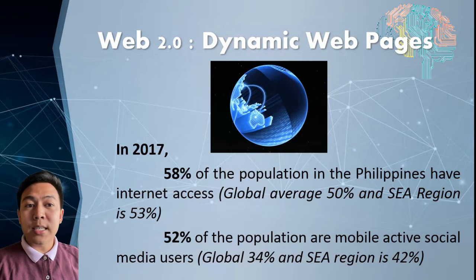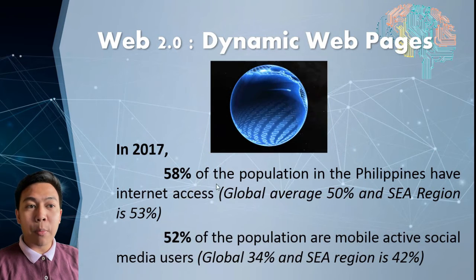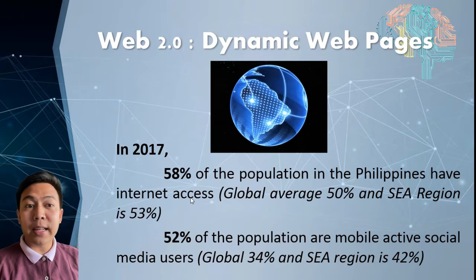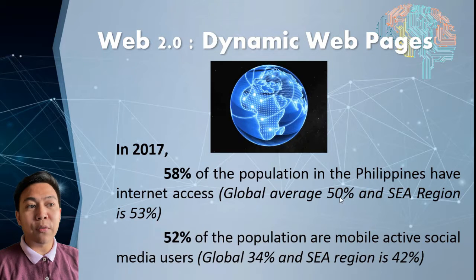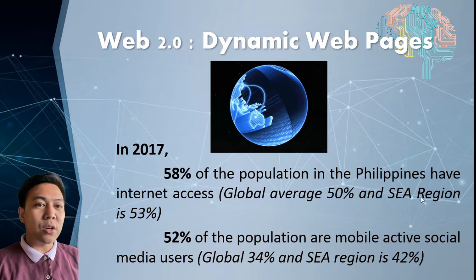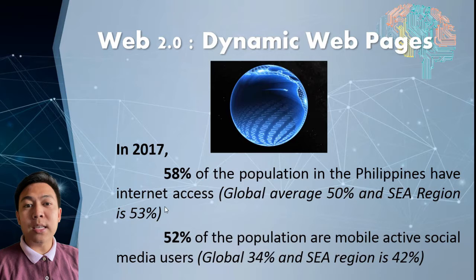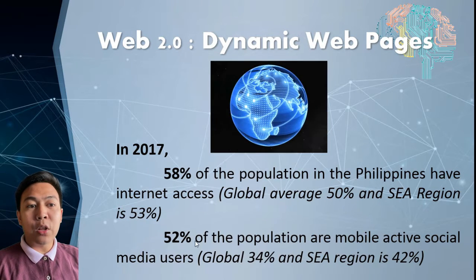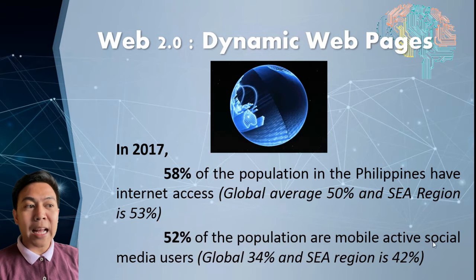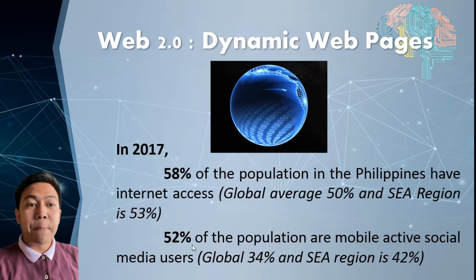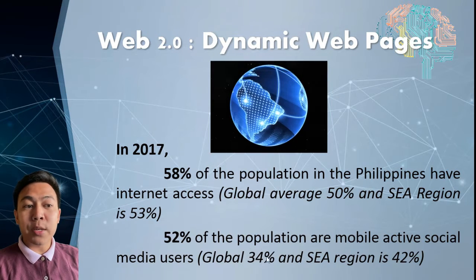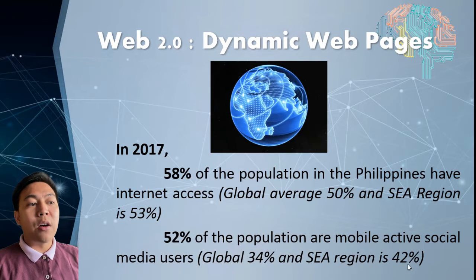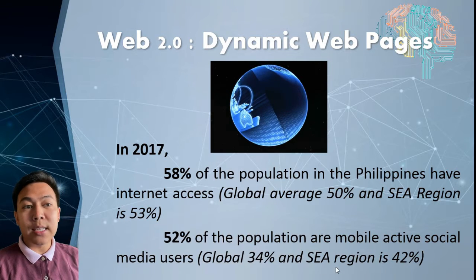So, in 2017, 58% of the population in the Philippines had internet access, where the global average is about 50% and the SEA region is about 53%. So, as you can see, we are higher compared to the global average. And 52% of the population are mobile active social media users, and the global is about 34%, and SEA is about 42%. SEA is Southeast Asia.